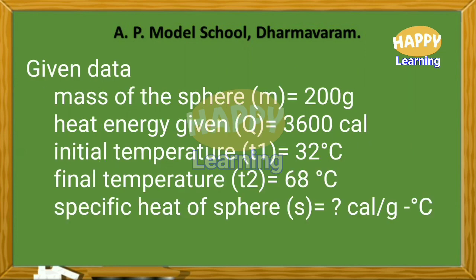Given data. Mass of the sphere m is equal to 200 gram. Heat energy given Q equal to 3600 calorie. Initial temperature T1 is equal to 32 degrees Celsius. Final temperature T2 is equal to 68 degrees Celsius. Specific heat of sphere S is equal to question mark. This is what we have to find out.